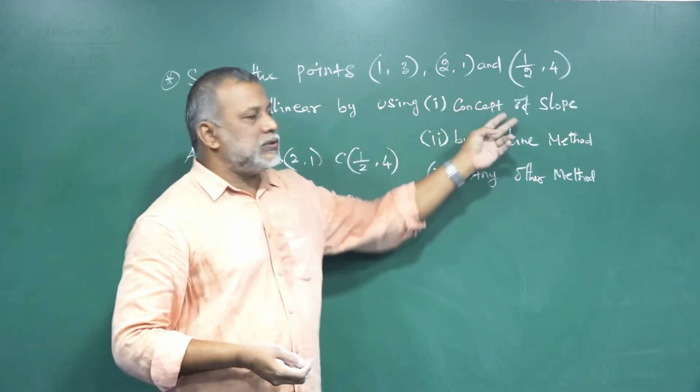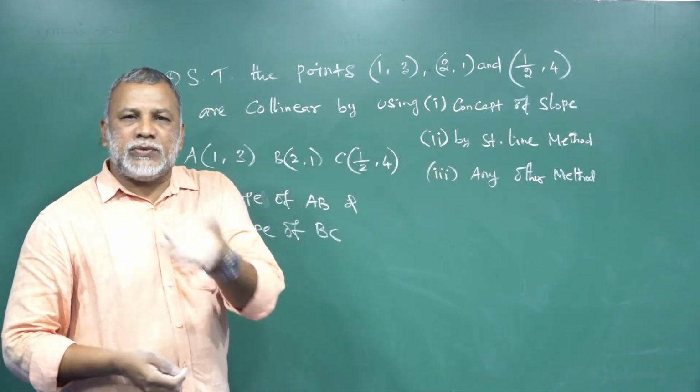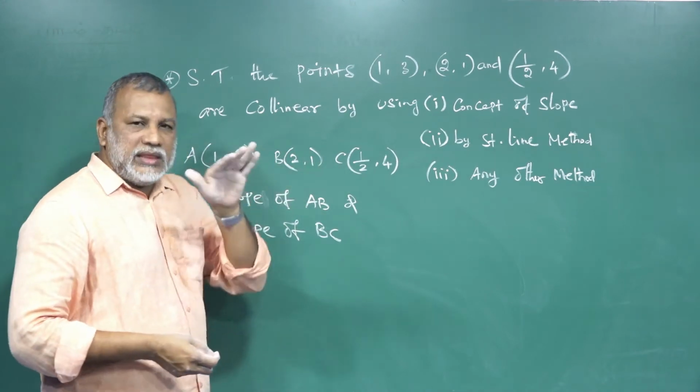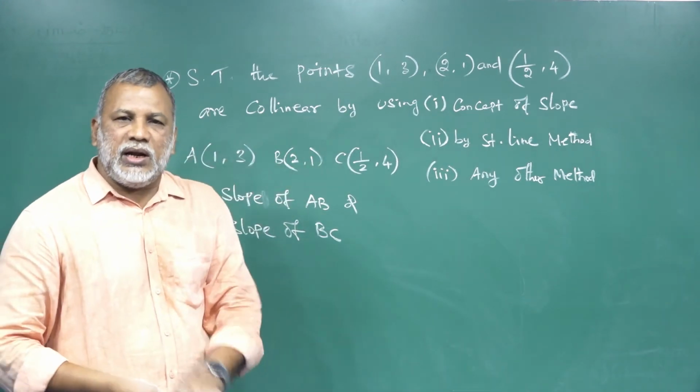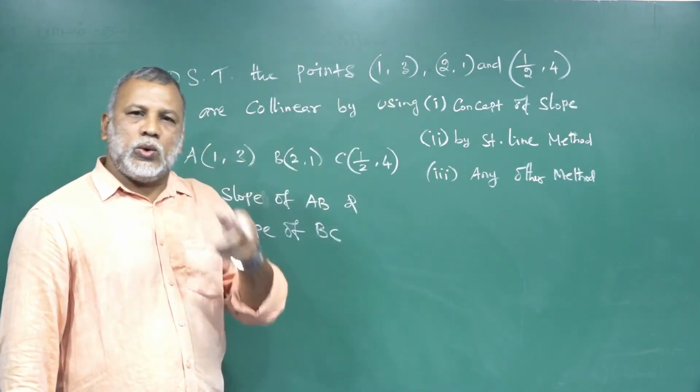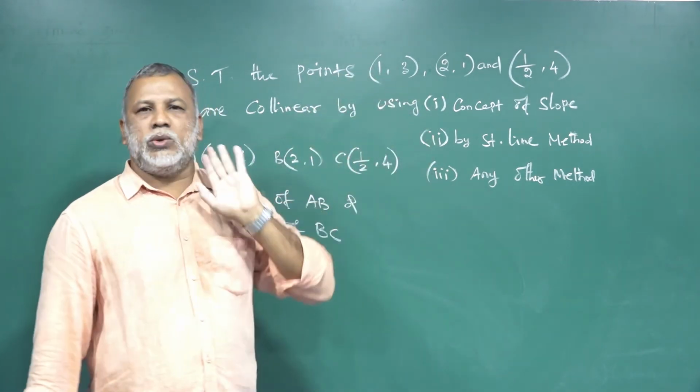The concept of slope means you need to find the slope of either AB, BC or AC. The slopes must be equal. Then you are able to state the conclusion: the given three points are said to be collinear. That logic you are able to work out.